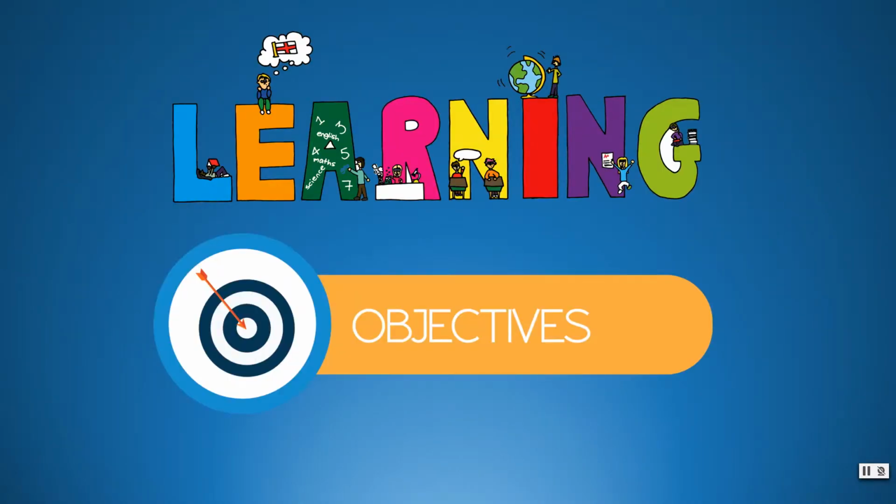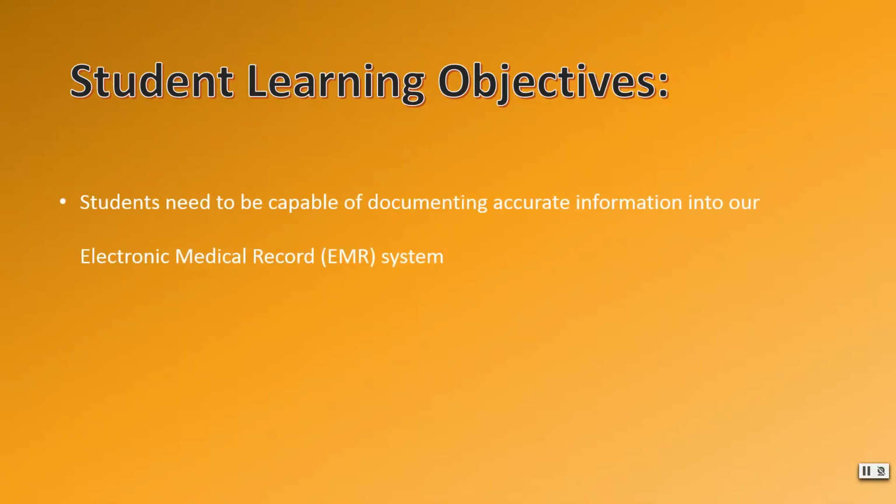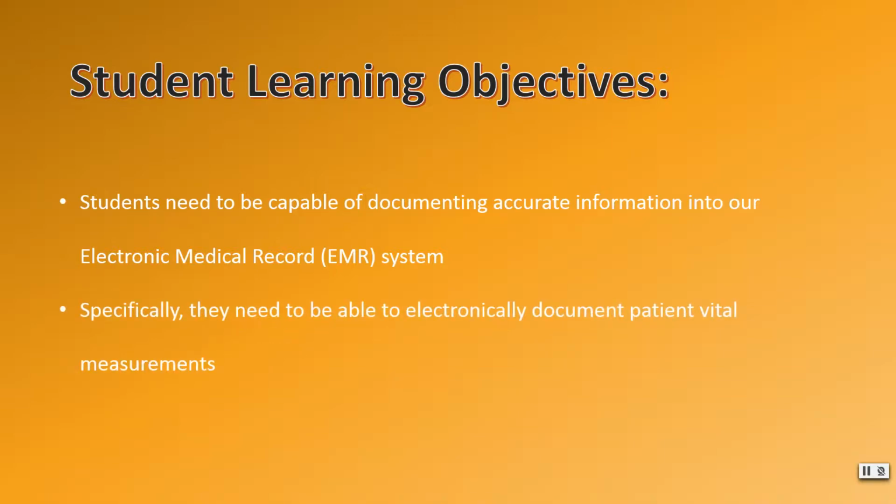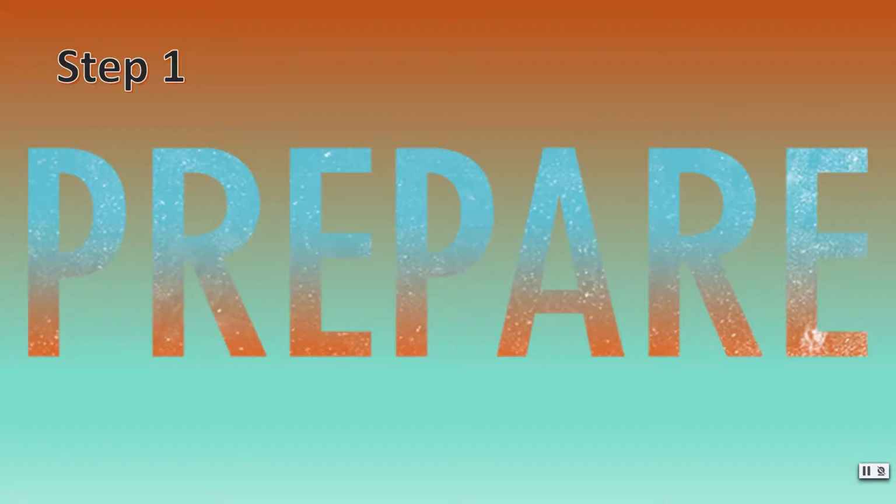Let's talk about learning objectives. When my students leave my class, they should be able to document in our electronic medical record system. These are the EMR systems that providers now have to document in order to prove that they are meaningfully using the data that they collect. Specifically, my students need to be able to document patient vital measurements, as incorrect vital documentation could lead to adverse health effects down the line.